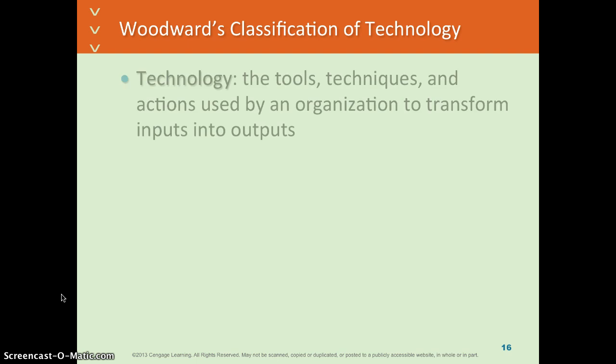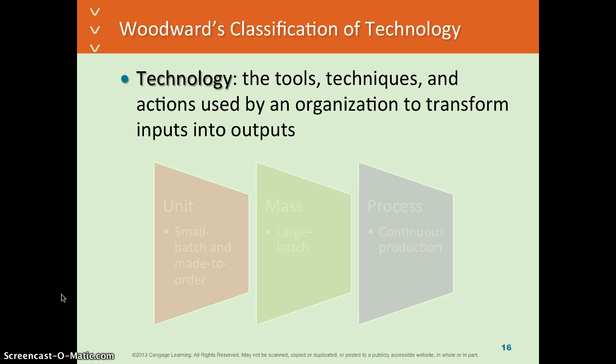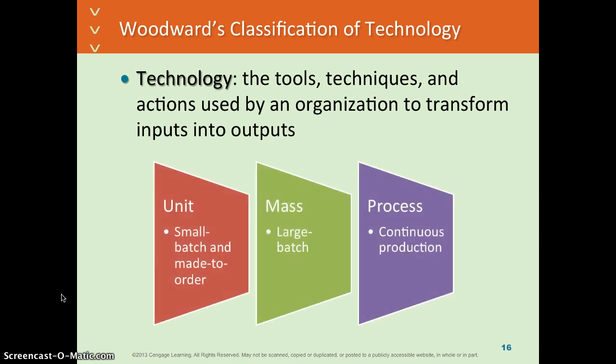The next three people have views on technology, the impact on your organizational structure. Woodward looked at technologies with inputs and outputs, and he defined it in three sections. You were a company that made small batch made to order, you made mass production, larger batches, or process, continuous production, kind of like energy.